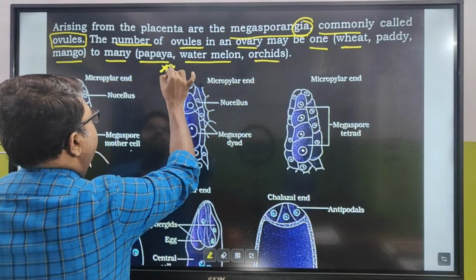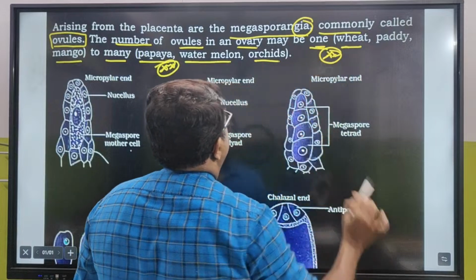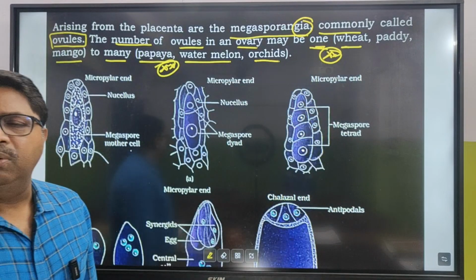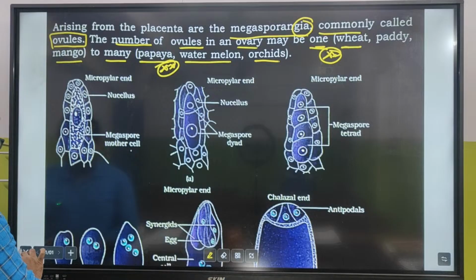So it becomes a star point for your NEET examination. They're going to ask you about the ovules present in the ovary: if there is only one of them, they are present in wheat, paddy and mango. Papaya, watermelon and orchids have many ovules inside the ovary.